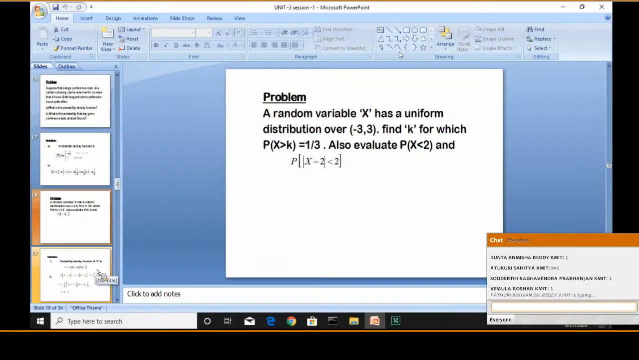Only one answer. I need the probability density function. I need k, and I need probability of x less than 2 and also probability of mod x minus 2 less than 2. In effect, I need 4 answers. This has come. Answers are not by heart for me.